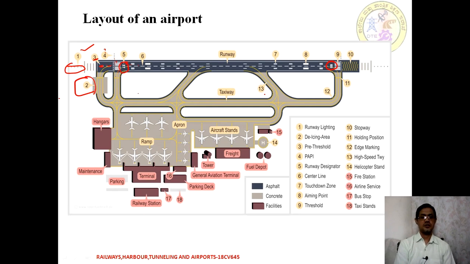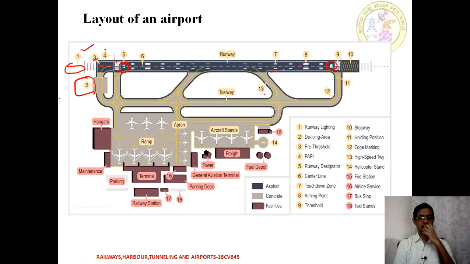Sixth one is the runway center line. These strips are the center line of a runway. Seventh is the touchdown. Upon aiming, the aircraft has to touch down within 50 to 60% of the total runway length. That is called the touchdown. Eighth one is the aiming point. Before landing it should aim at that particular length, which is called the aiming point or aiming zone. Ninth one is once again the threshold, and tenth is the stopway.